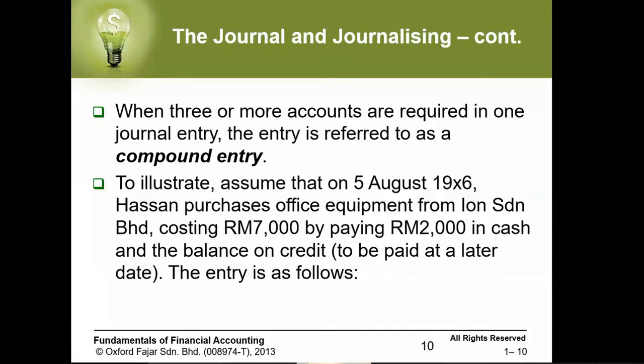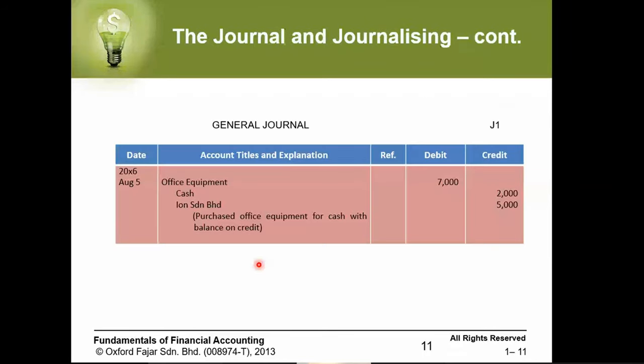To illustrate, as an example, Hassan purchased office equipment from Ion SDM PhD costing 7,000. He paid 2,000 in cash and the balance on credit. How can we write this transaction? You will see that we have office equipment on the debit side. On the credit side, we have two accounts, which are cash and Ion SDM PhD for the on-credit amount. So this is what we call a compound entry.